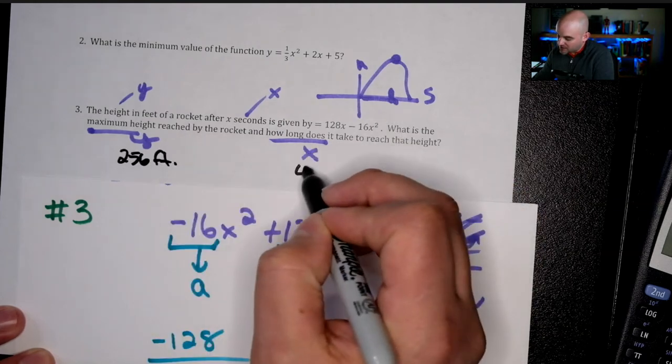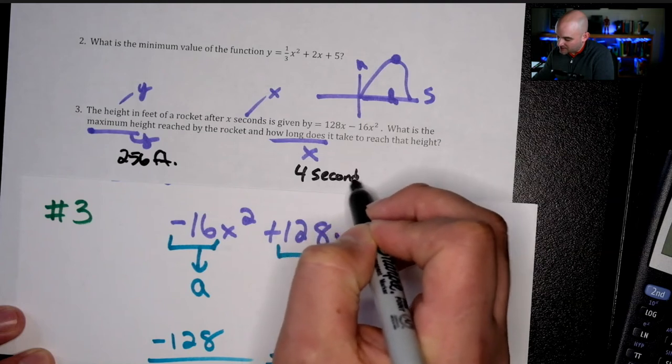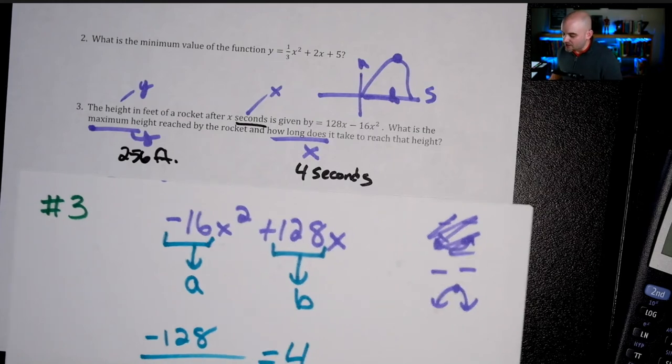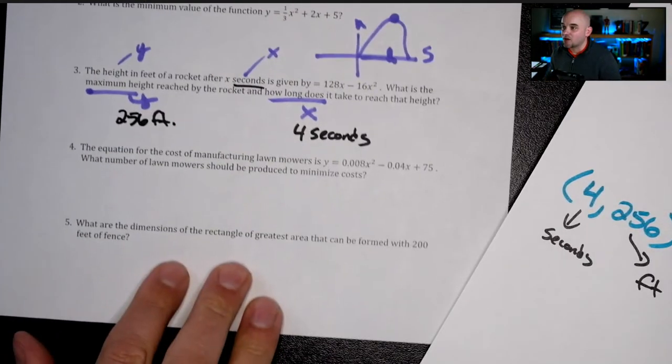And how long does it take? It takes 4 seconds. Remember, our original problem told us the units are seconds, therefore time. Okay? Let's try out number 4 here. Let's get on to that lawnmower question.